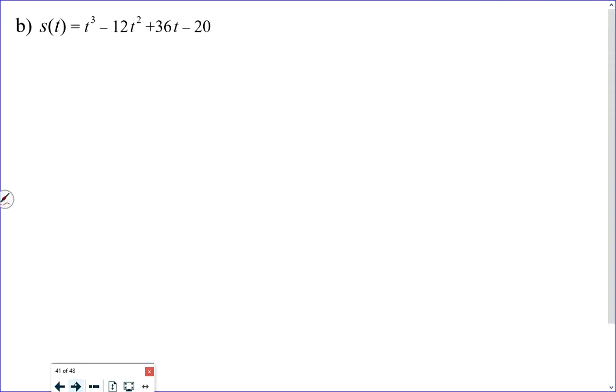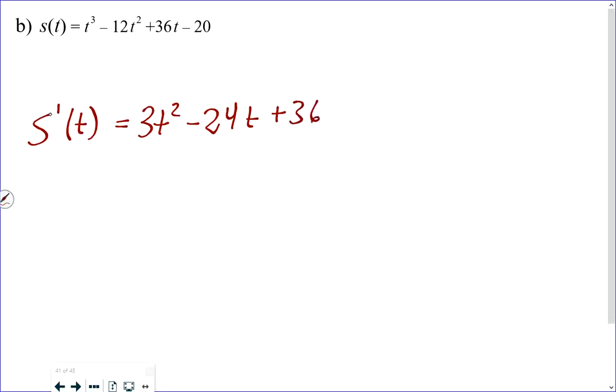All right, cubic polynomial function. The first step is to find the derivative. I don't like prime notation, but I'll go with it. 3t squared minus 24t plus 36. Why are we finding the derivative? So we can find out where it's positive or negative. How do I find out where it's positive or negative? I start by finding out where it's 0.